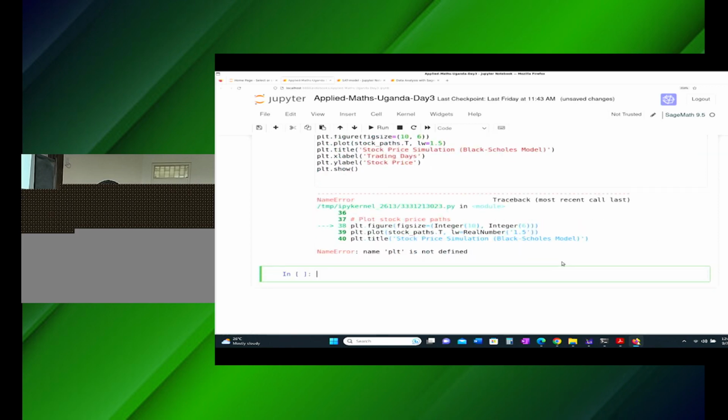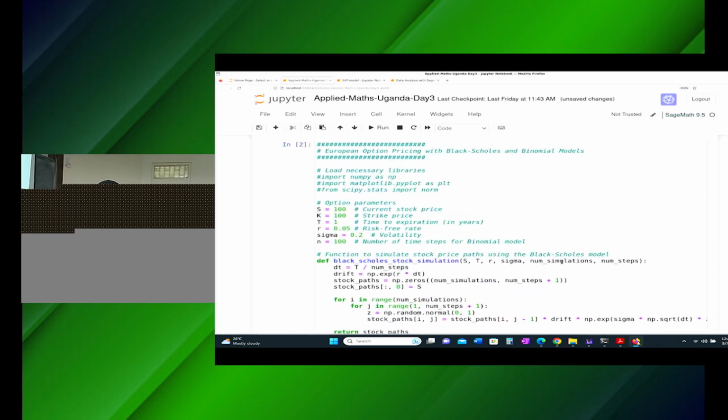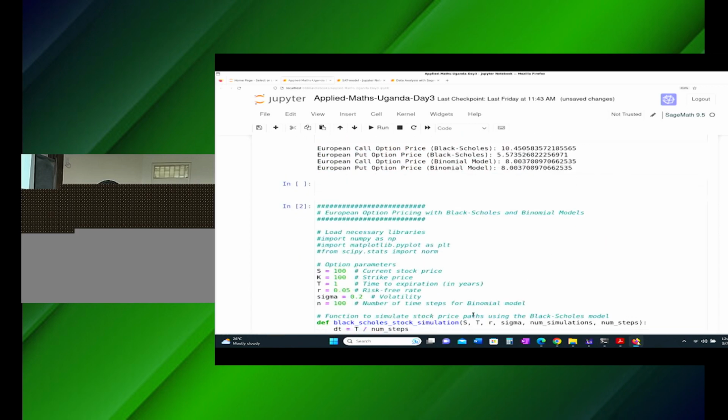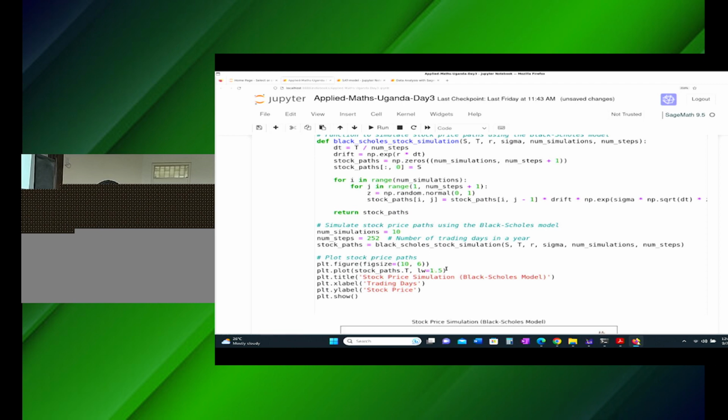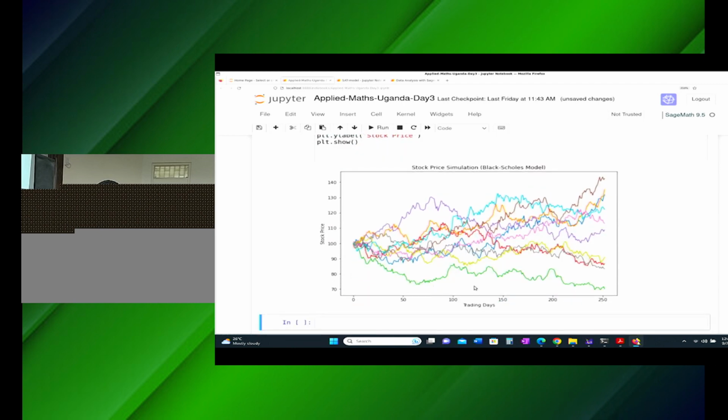Something is wrong here. Why should you say you don't recognize this? Okay, let me bring it out. I hope that's the only problem. So here it is. Every time you bring it out, it will be random. So this is the simulation and then the trading days.